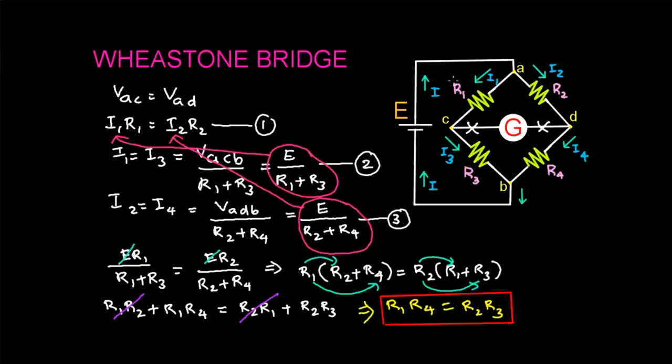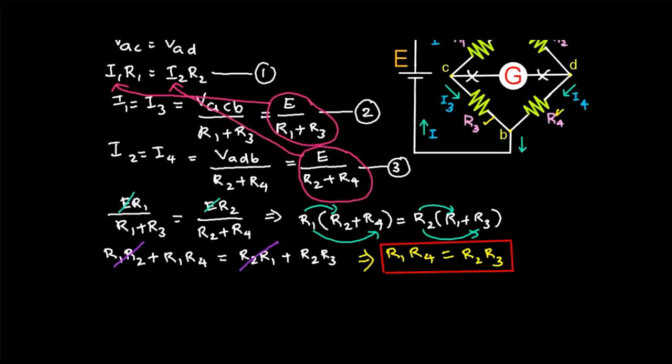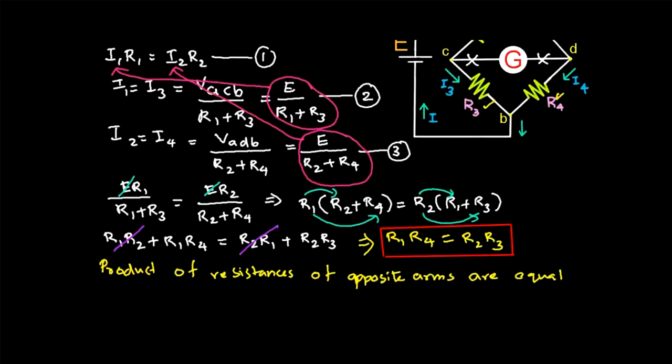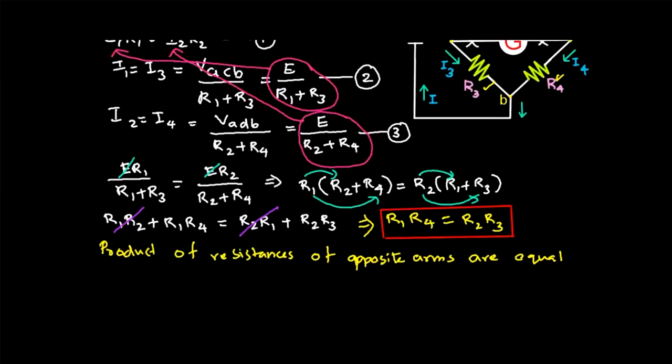So what are R1 and R4? You can see that R1 is here and R4 is here. So the products of the resistances of the opposite arms are equal. You can see R3 here and R2 here. So we can write that the product of the resistances of opposite arms are equal. That is the important formula about the Wheatstone bridge.